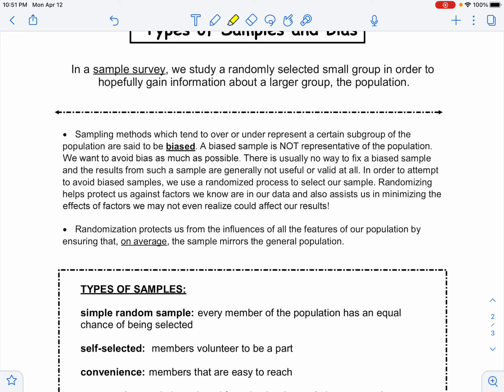Randomization protects us from the influences of all the features of our population by ensuring that, on average, the sample mirrors the population. So we choose randomizing because we want the sample to mirror the general population. I basically want to look at my sample and it should look similar to what the population as a whole looks like.